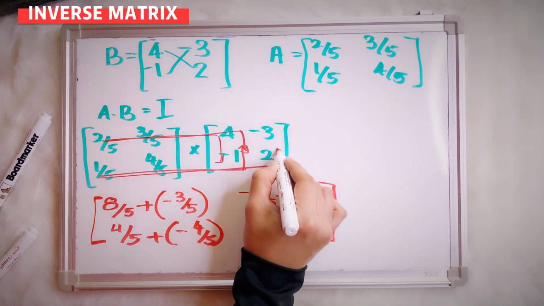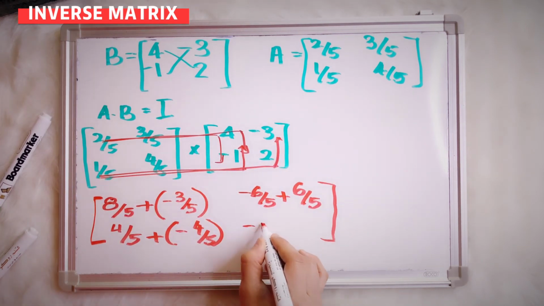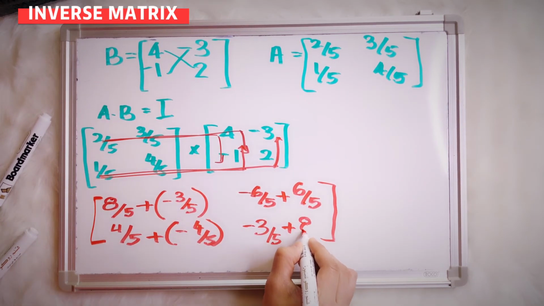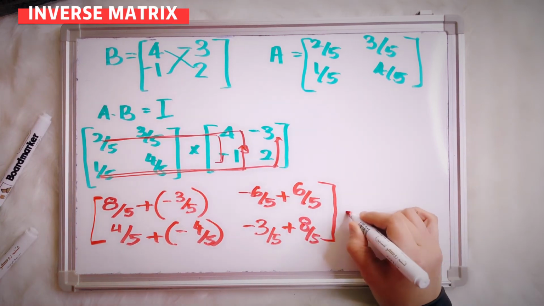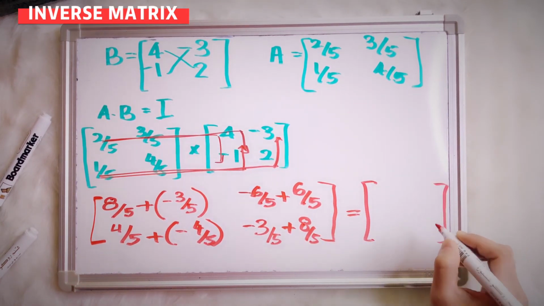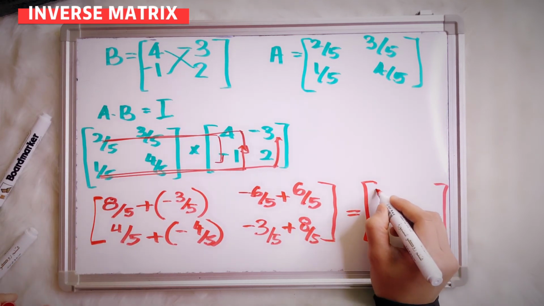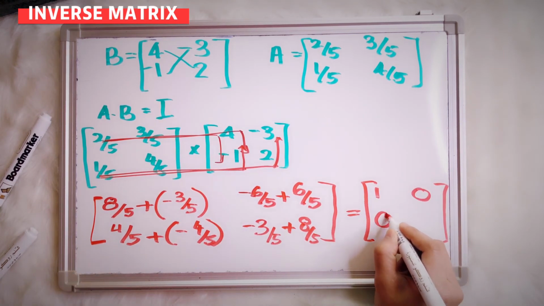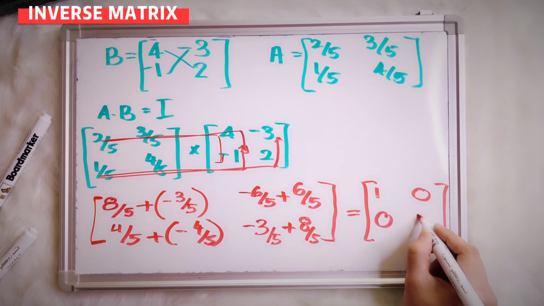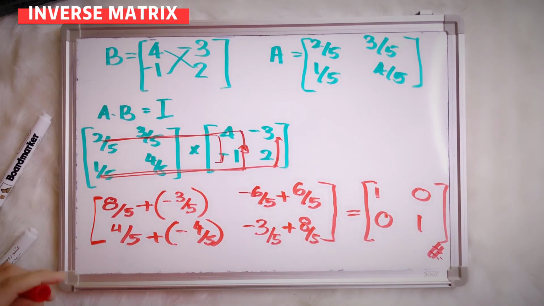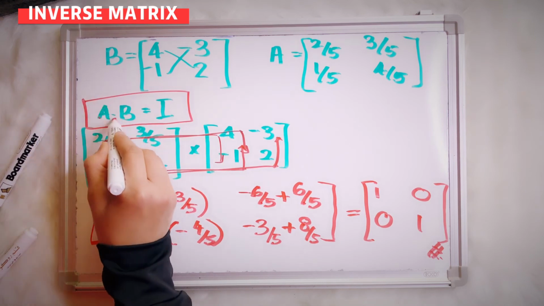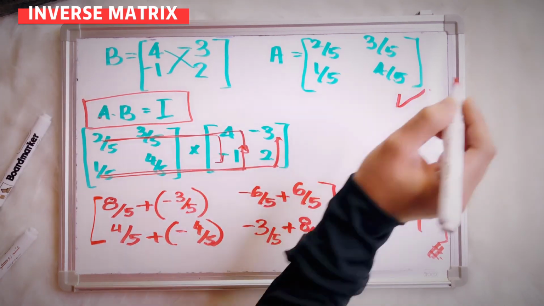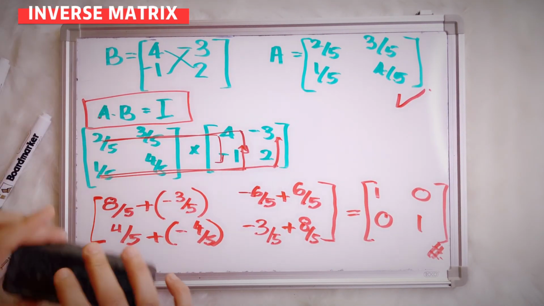Okay, the last part now. We have negative 3 over 5, plus 8 over 5. So definitely we have 8 minus 3, 5 over 5 means 1, 6 and 6, 0. So here also 0. So 8 minus 3, 5, 5 divided by 5, 1. So that means it's correct, because the question asks you to do A times B equals identity matrix. So your A is correct. Alright?